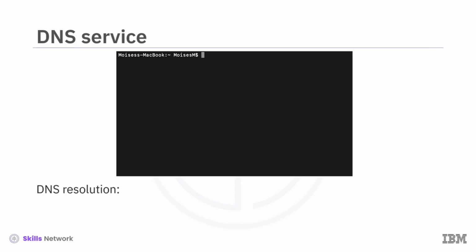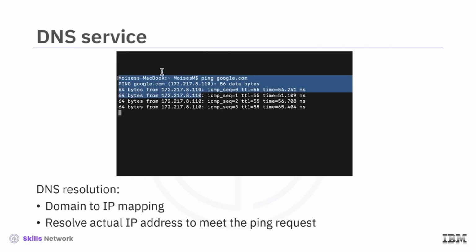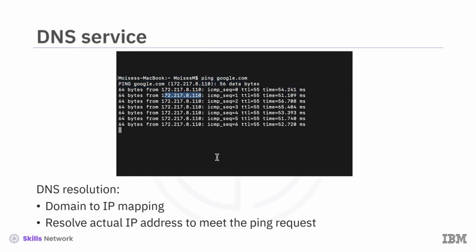The first service is DNS resolution, where the DNS running on the local machine translates the domain names and URLs to IP addresses. That is, whenever you go to google.com, DNS will resolve that name to the actual address of Google's web server. So, whenever a domain is queried, such as by pinging google.com, the DNS service resolves the actual IP address of this server to use in the ping request.